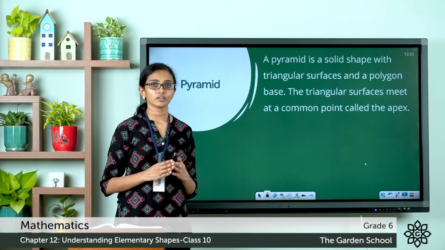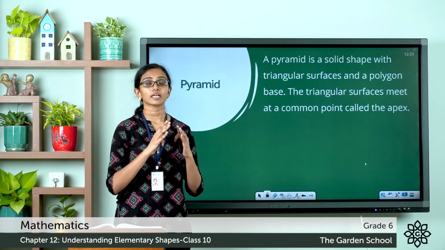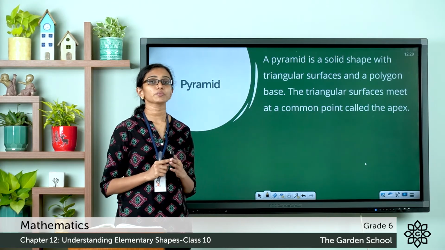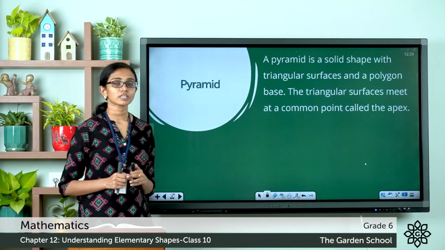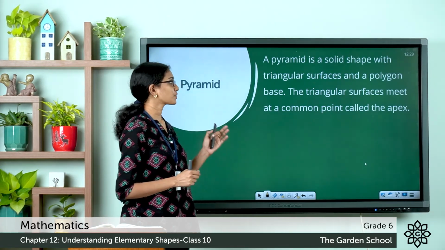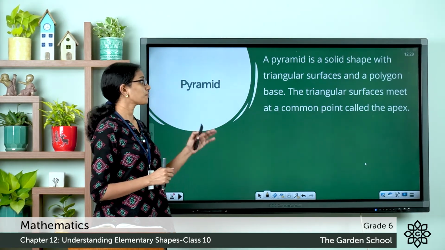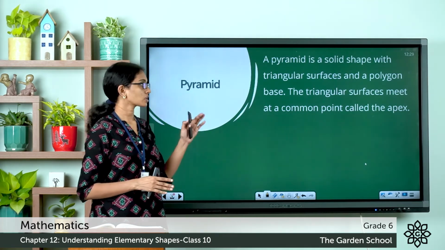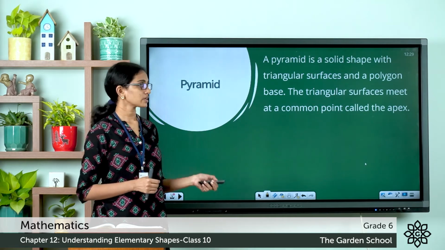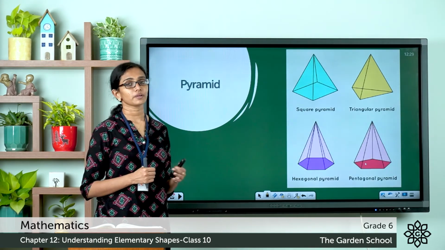Now, all the triangular faces of a pyramid will meet at the top and that point is called the apex of the pyramid. So, we can define a pyramid as a solid shape with triangular surfaces and a polygon base. The triangular surfaces meet at a common point called the apex of the pyramid. Here you can see a few examples of pyramids.